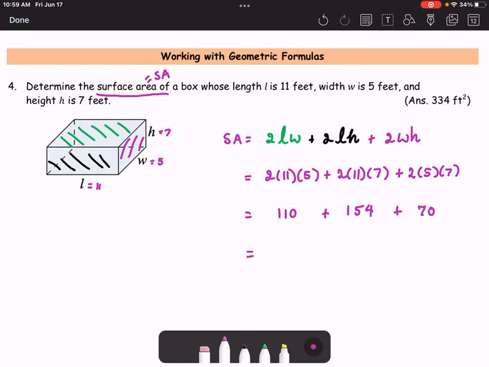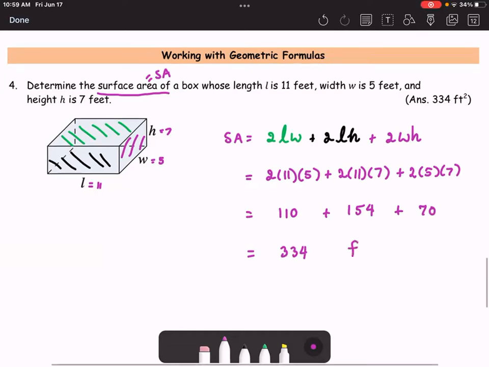And then we combine these numbers together. So 110 plus 154 plus 70. The result is 334. And the unit is square feet.